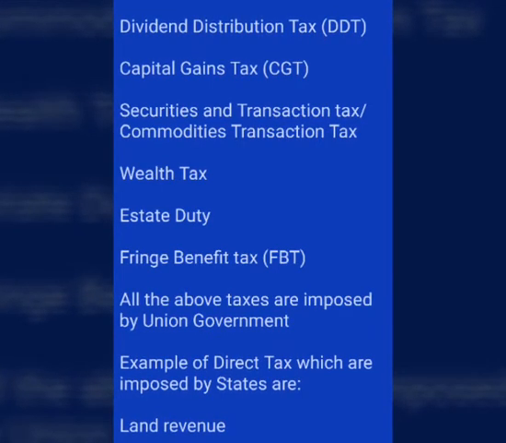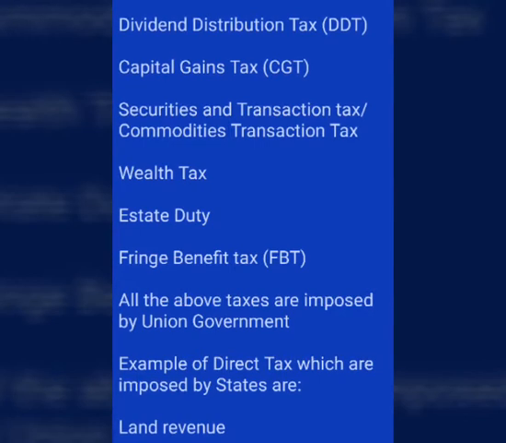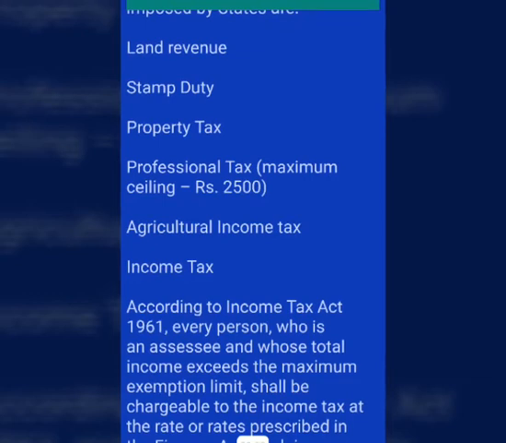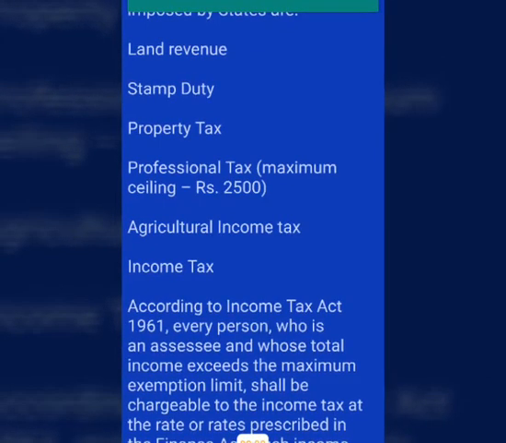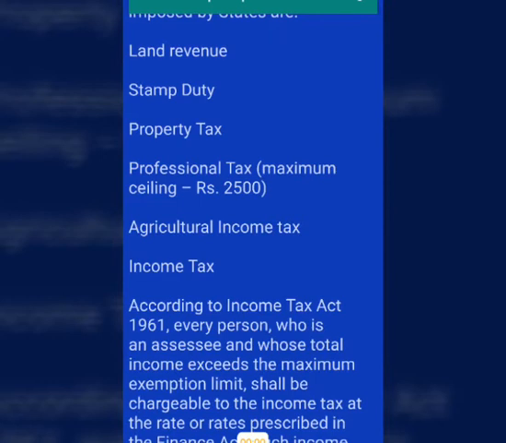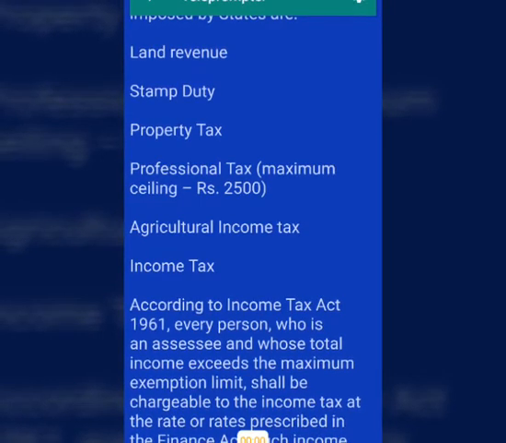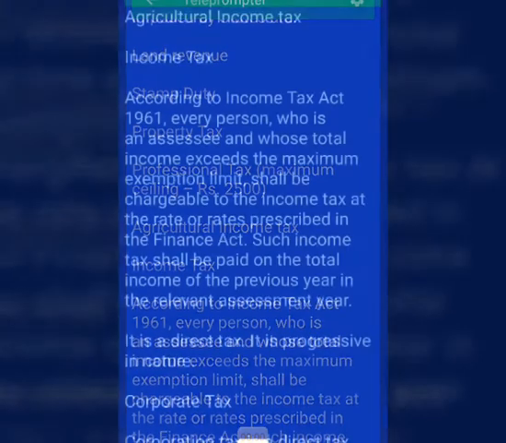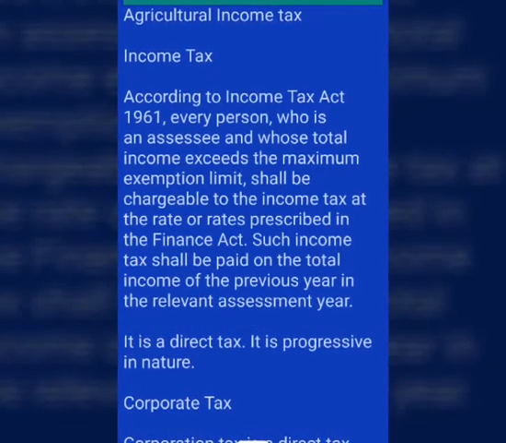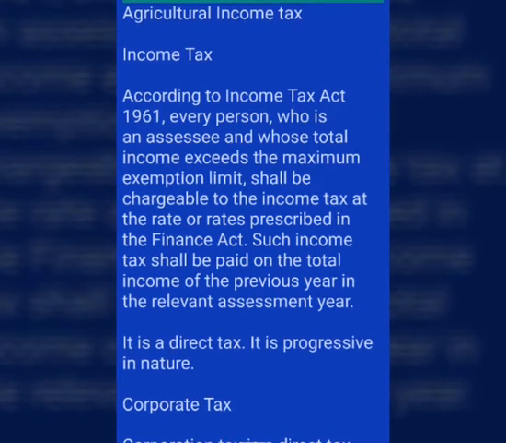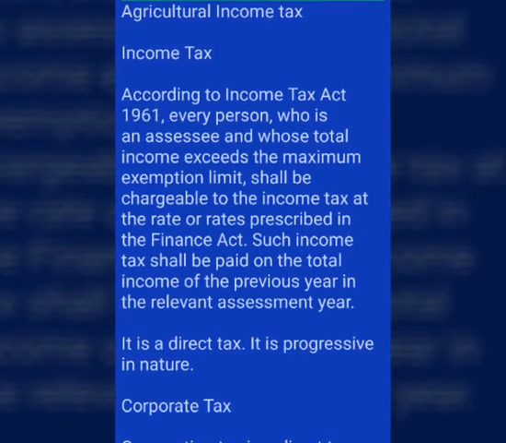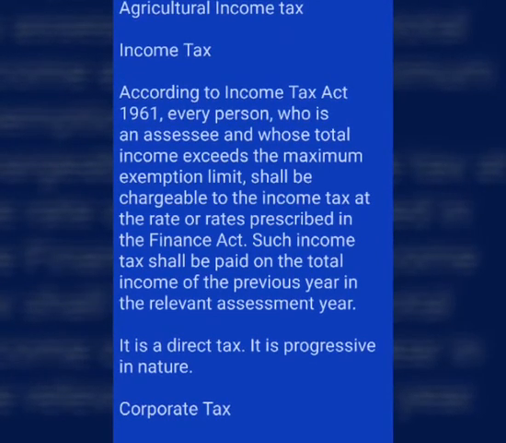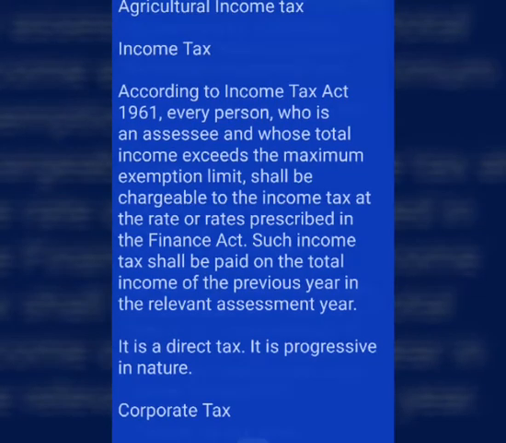Examples of direct tax which are imposed by states are land revenue, stamp duty, property tax, professional tax (maximum ceiling Rs. 2,500), agricultural income tax, income tax. According to Income Tax Act 1961, every person, who is an assessee and whose total income exceeds the maximum exemption limit, shall be chargeable to the income tax at the rate or rates prescribed in the Finance Act. Such income tax shall be paid on the total income of the previous year in the relevant assessment year. It is a direct tax. It is progressive in nature.